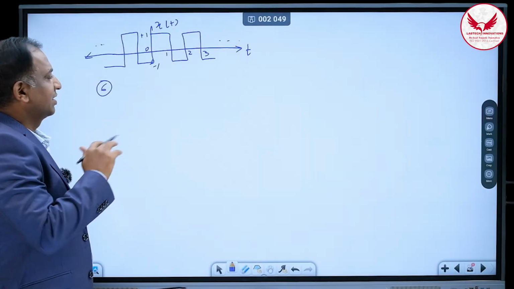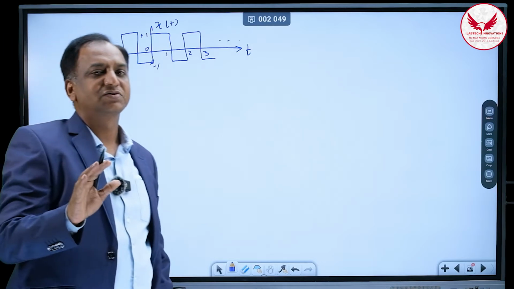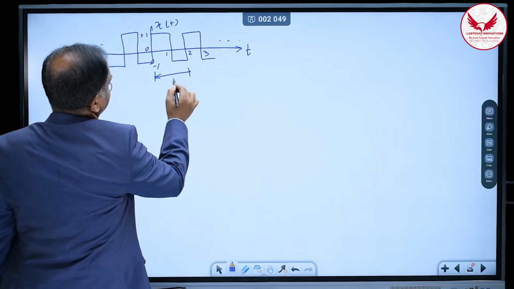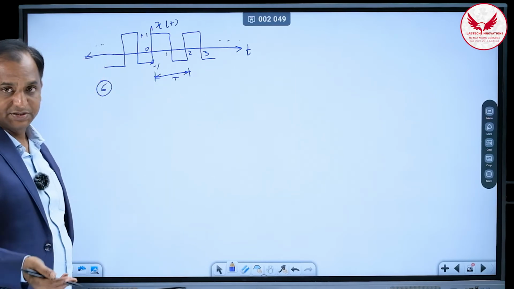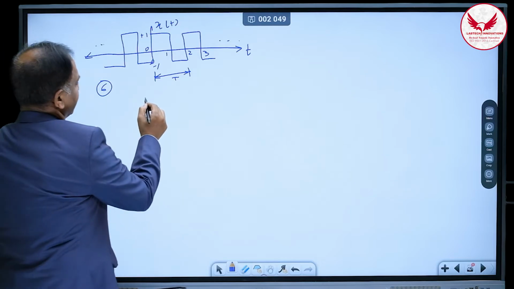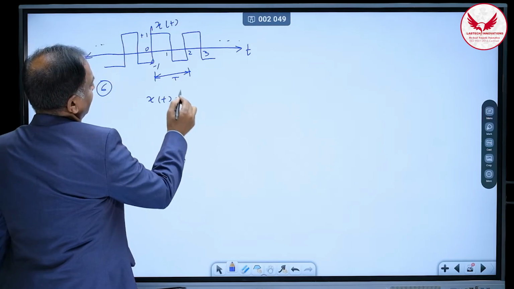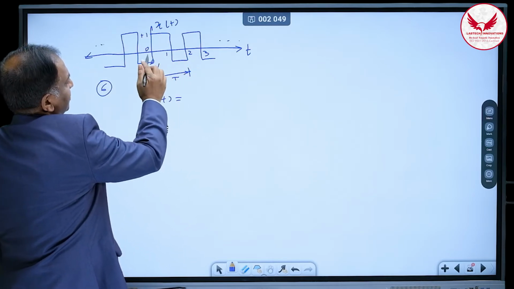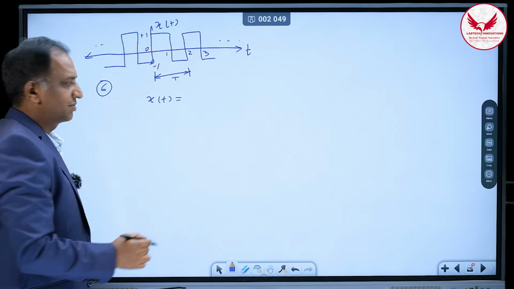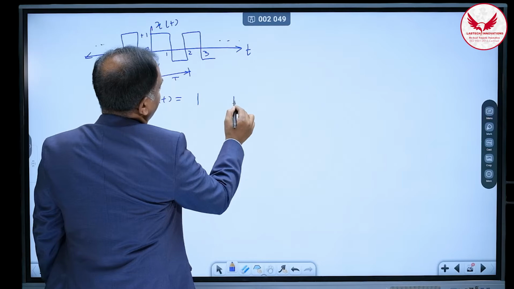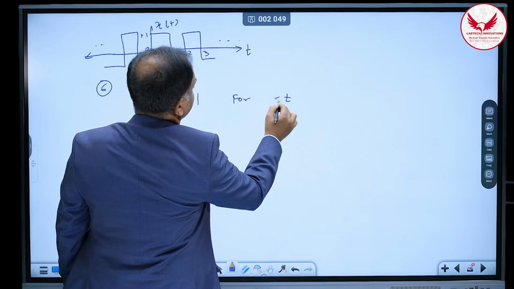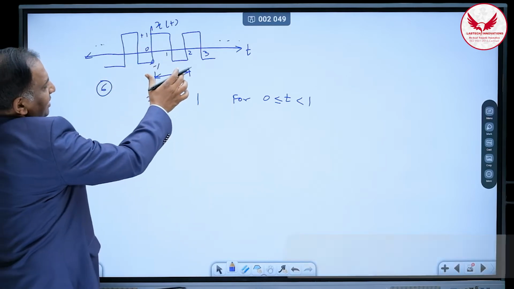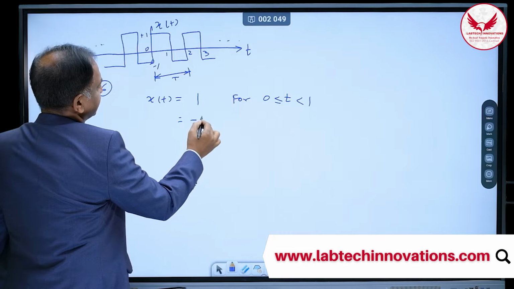The next step is to find out the values of the an. To find them, you need to represent the signal for one complete period in terms of a mathematical equation, that is the x of t, which is important. So you can write x of t, because x of t for one period constitutes from 0 to 2. For 0 to 1, the value of the signal is 1. So x of t is equal to 1 for t greater than or equal to 0 and less than 1. And for the remaining period, t from 1 to 2, it is equal to minus 1.